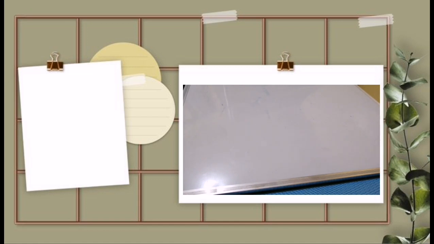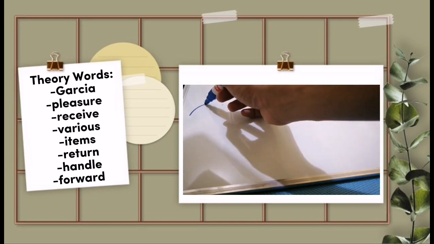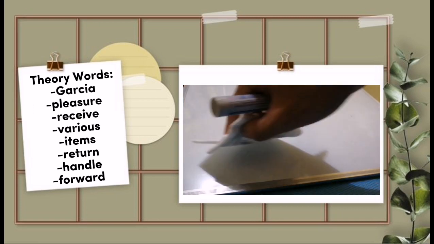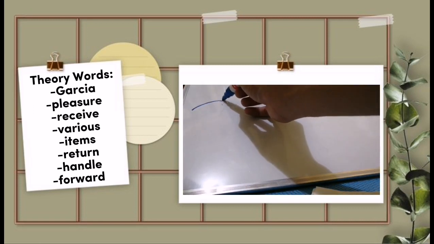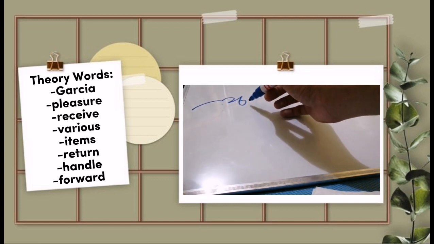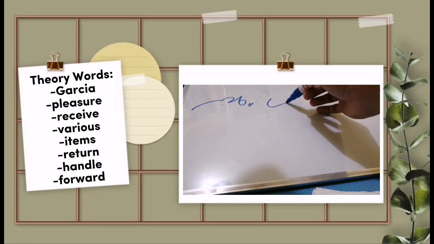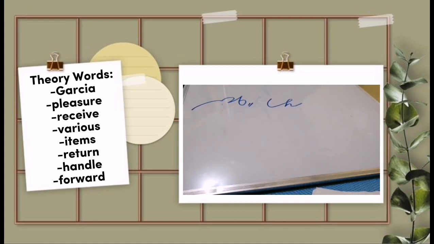So for our lesson 42, we have the theory word Garcia. And this is how you write the word Garcia. And comma. And for our next word, we have the word pleasure. And that's how we write the word pleasure.